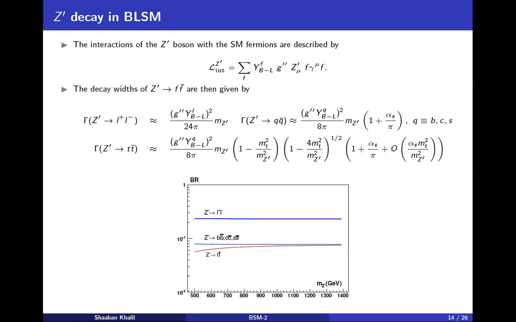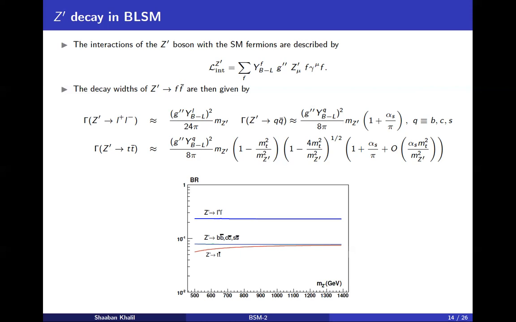But Z prime is different from Z, because Z prime couples directly to L plus L minus, because the lepton has charge -1, while the quark is 1/3. So Z prime dominantly goes to L plus L minus, not quark anti-quark. Z in the standard model, the quark coupling is stronger. So this is one of the differences between Z prime and Z.